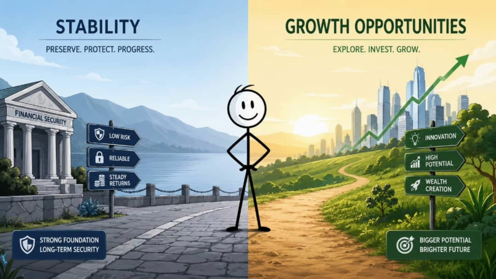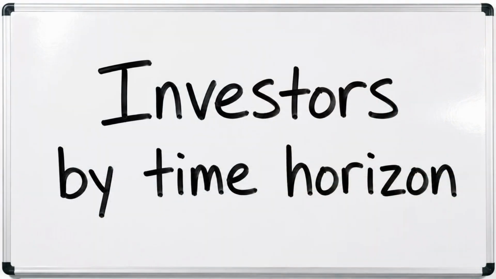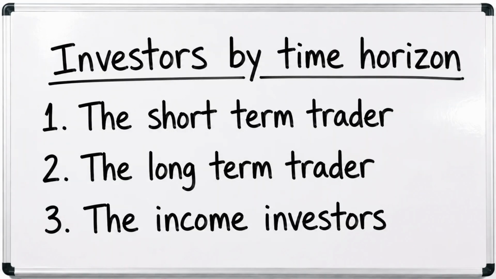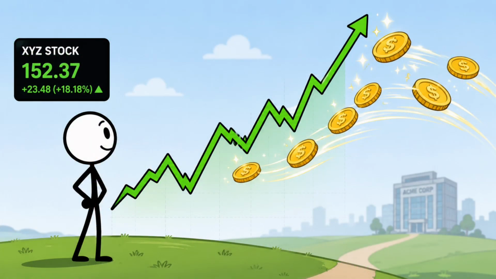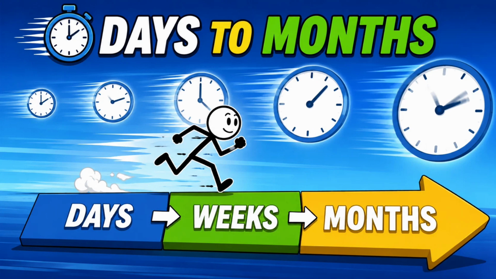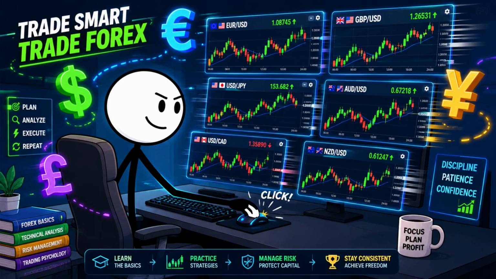Let's see another category of investors. Investors by time horizon. So we have the short-term traders, the long-term investors, and also the income investors. The short-term traders, these investors think in days, weeks, or months. They profit from price movements rather than long-term business growth. The challenge is that you must constantly monitor the market.